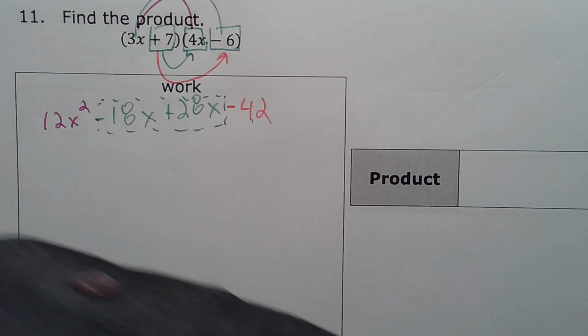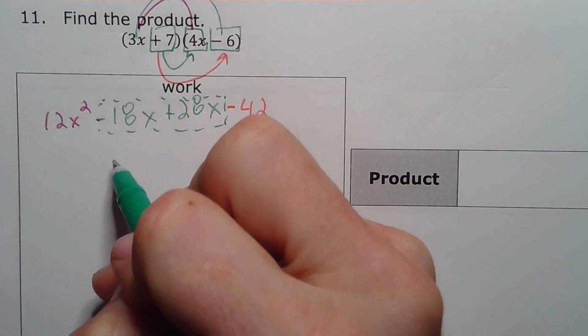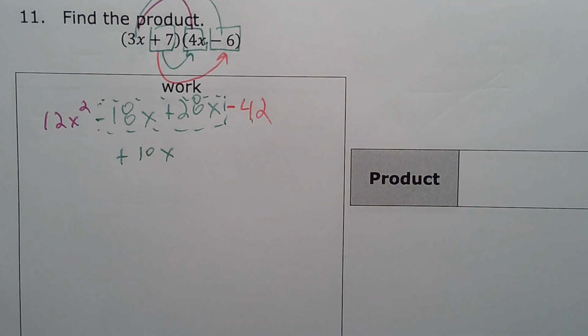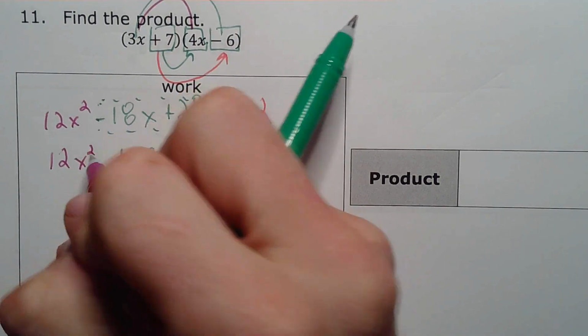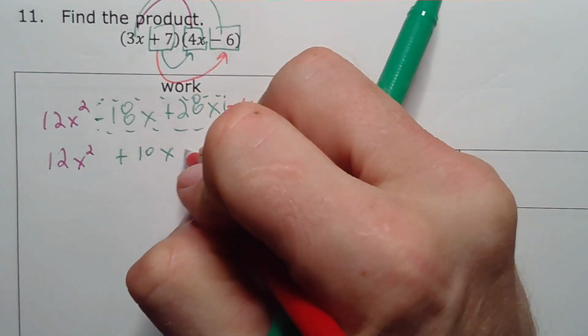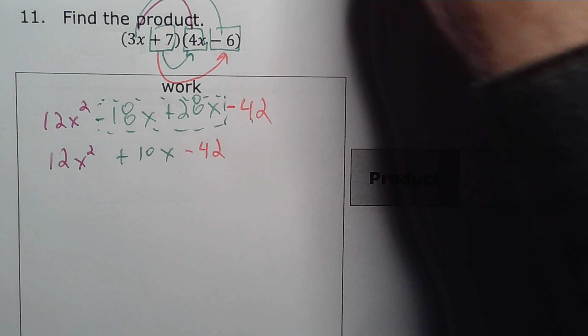-18x plus 28x is going to give you a positive 10x in the middle there, and then from there the 12x squared comes down, and then the minus 42 is left over. That's the one way to do it.